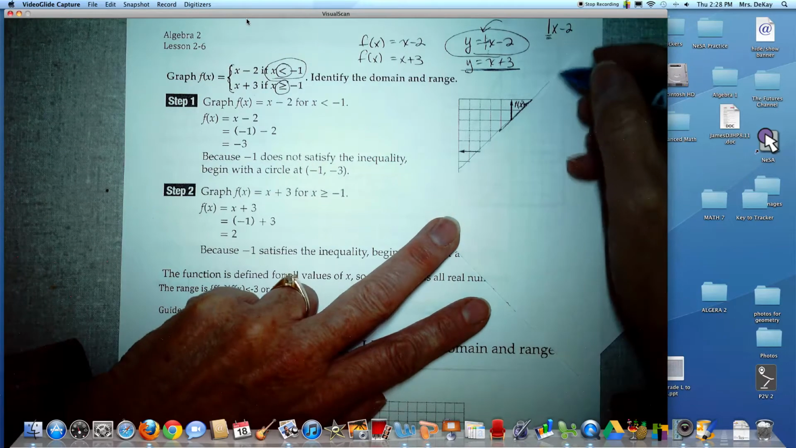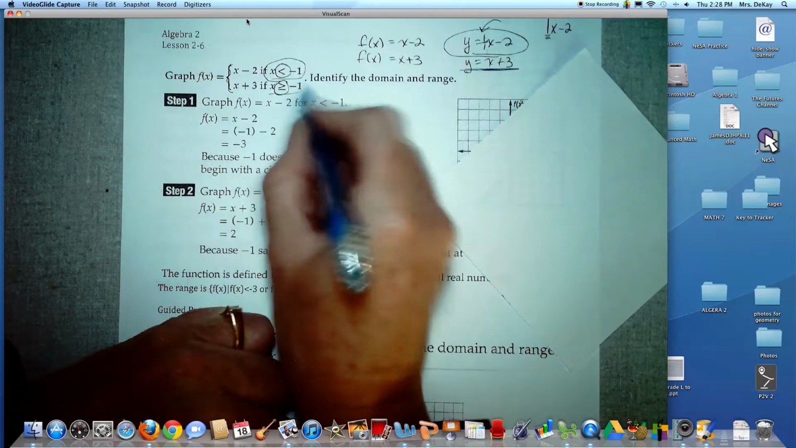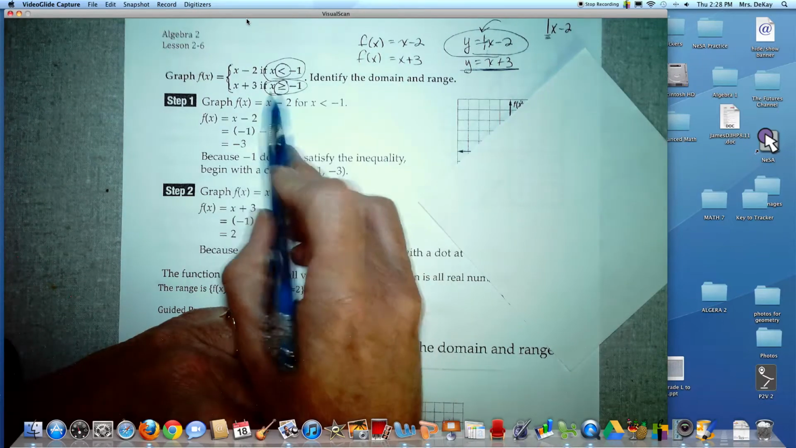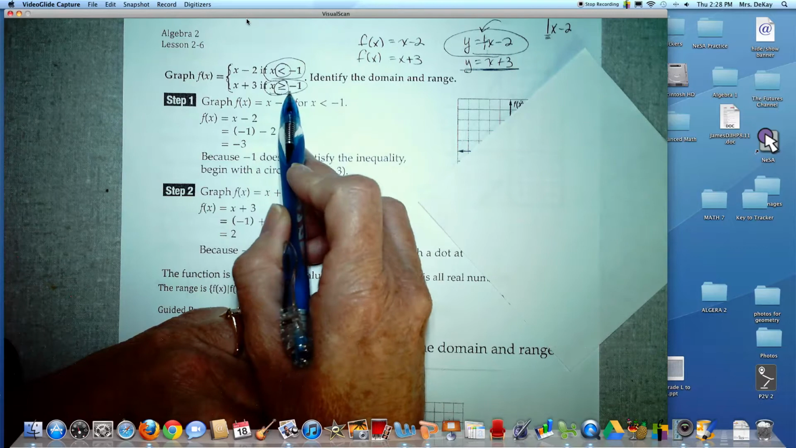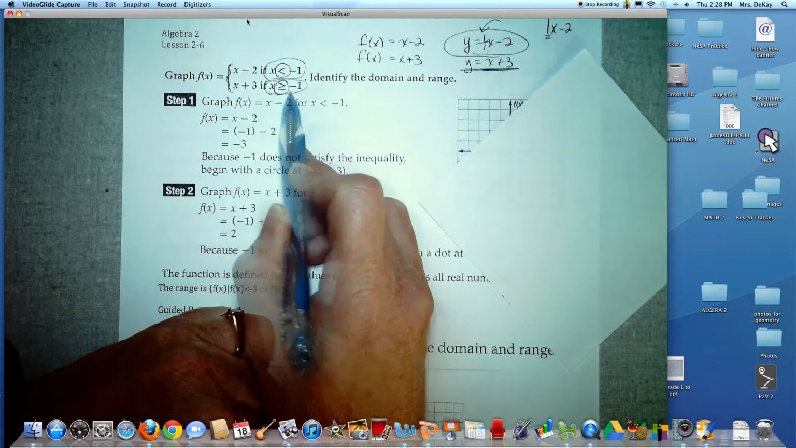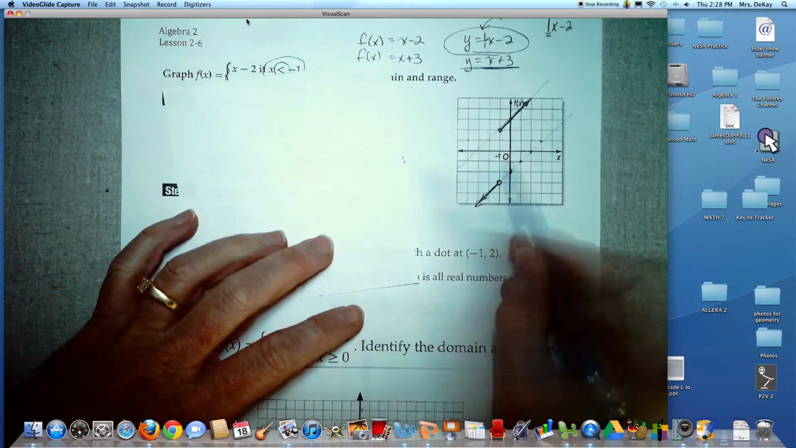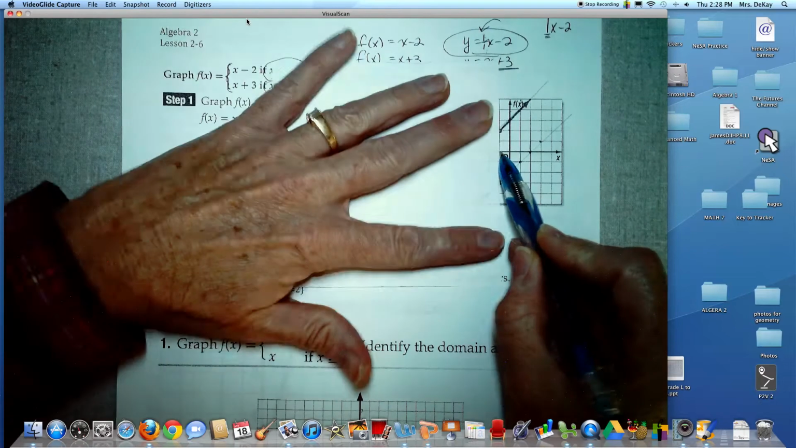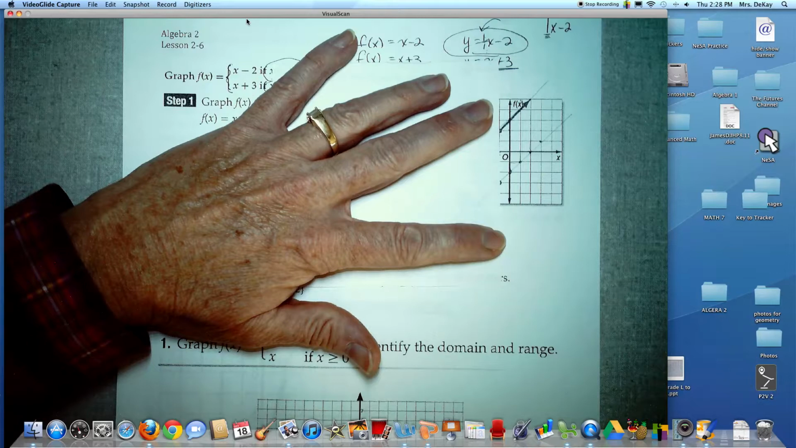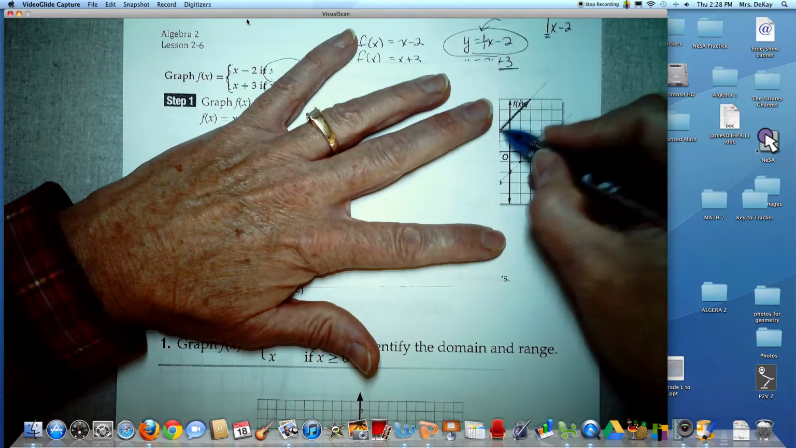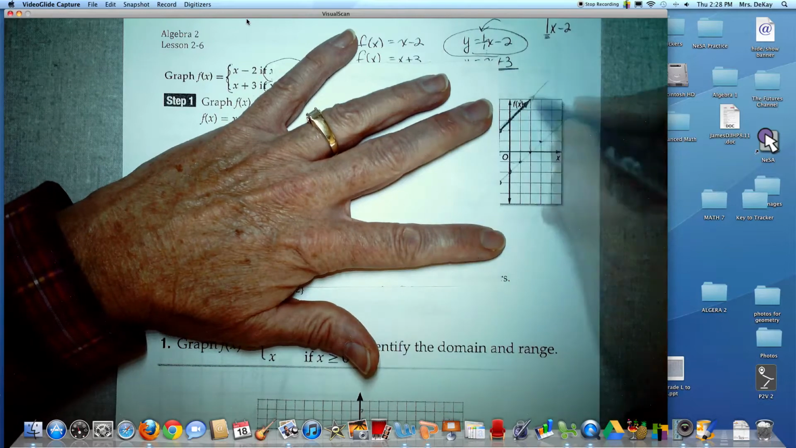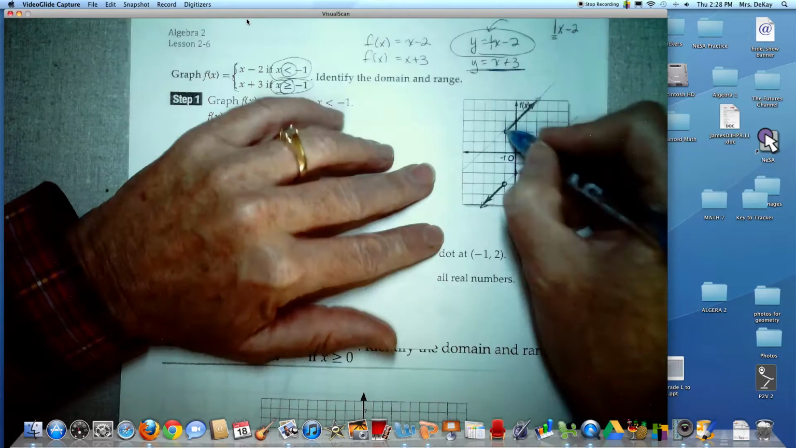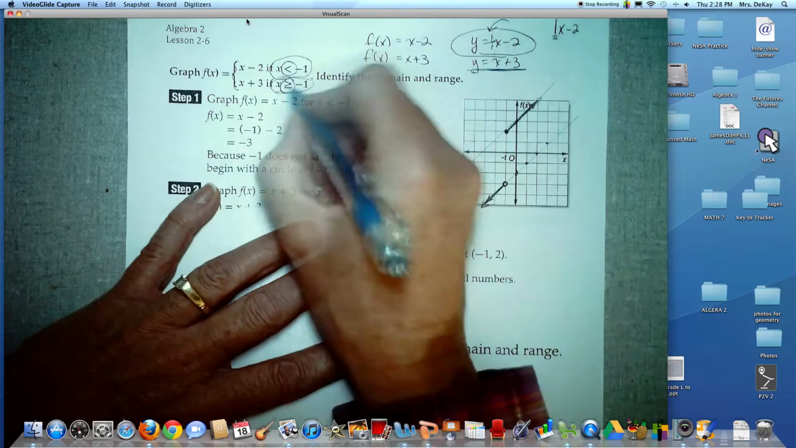But wait. It's only happening when x is greater than or equal to -1. So you find your -1 on your x-axis. Greater than is everything to the right of that. So here it is. That's the only piece I want. It's filled in because of that equal sign right there.